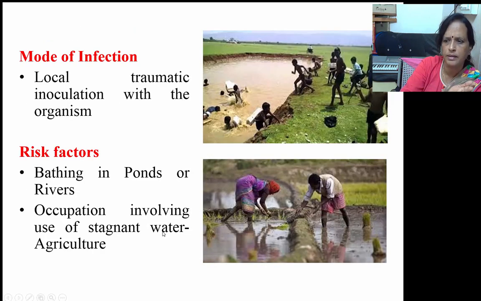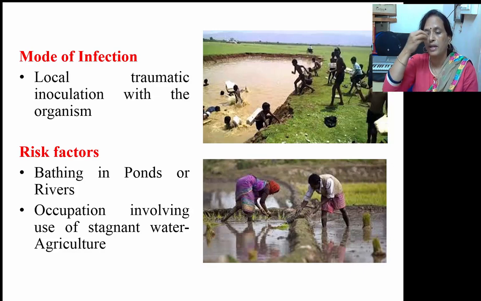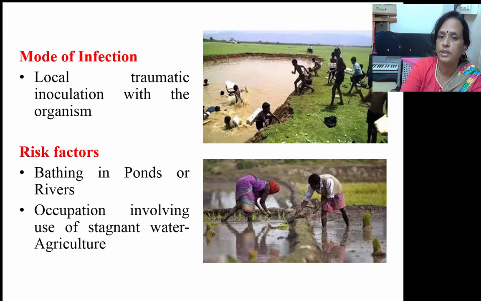That means slightly younger age group. But how do these people get infected? What is the mode of infection? It is local. That means by inoculation. The organism gets inoculated, traumatic inoculation with the organism. Then who are the people who are prone? That means bathing. So look at these children. So bathing in ponds or rivers, or the occupation that involves use of stagnant water, agriculture.